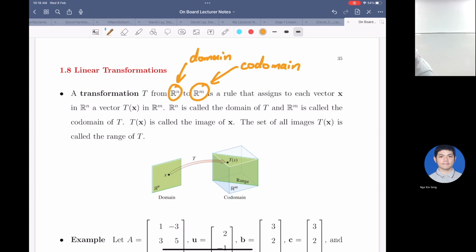And the set that T maps to is called the range. Range is where T hits.